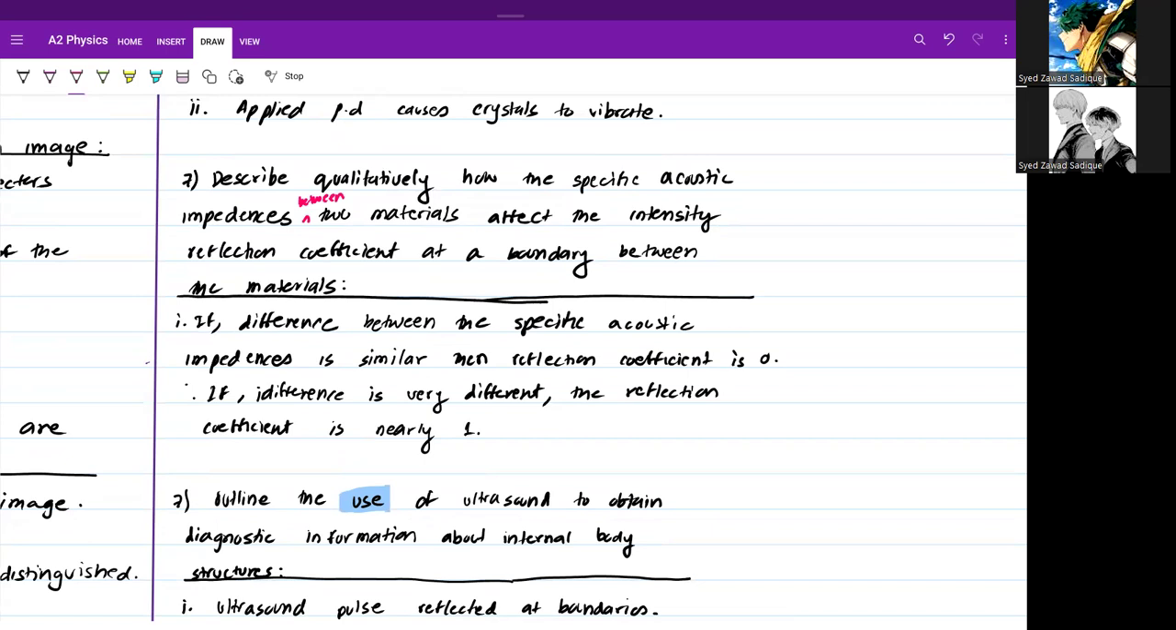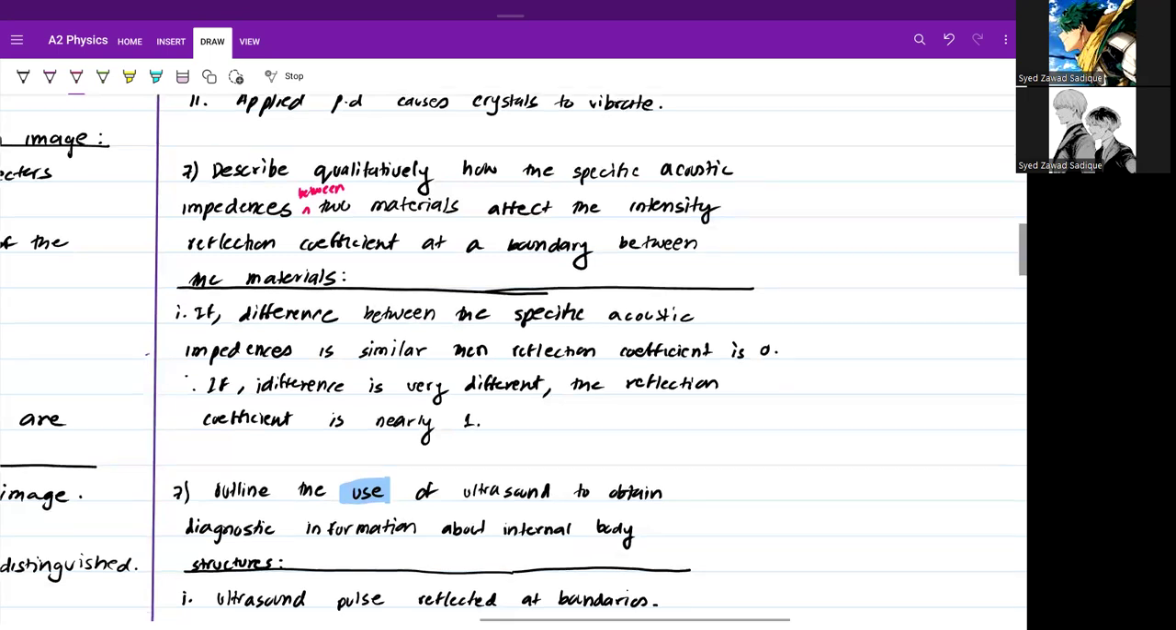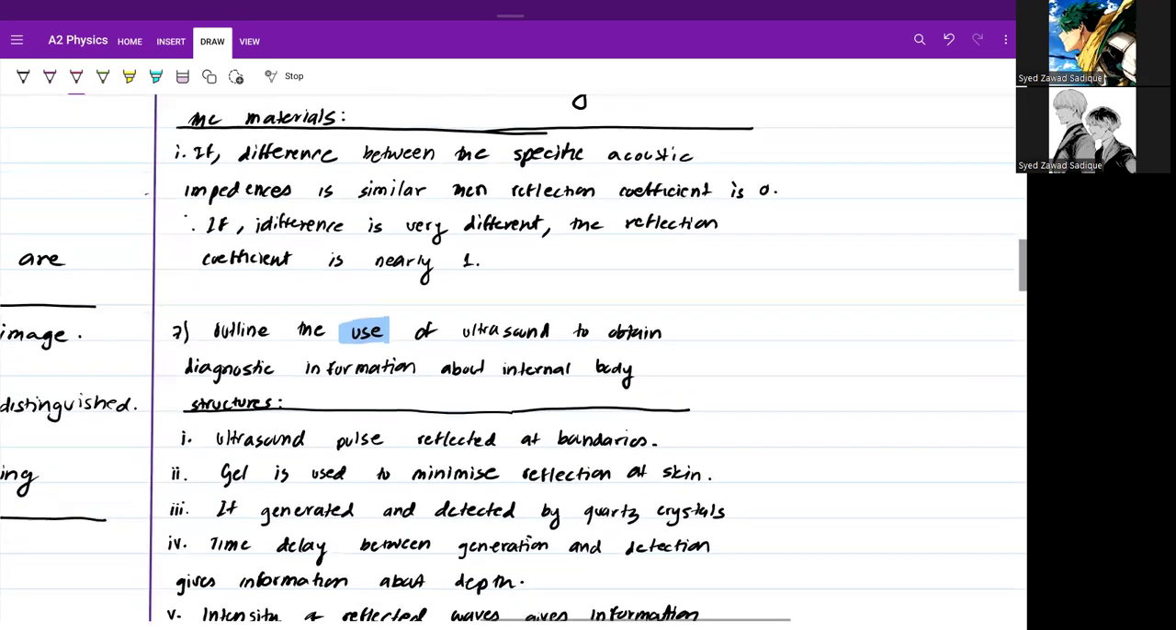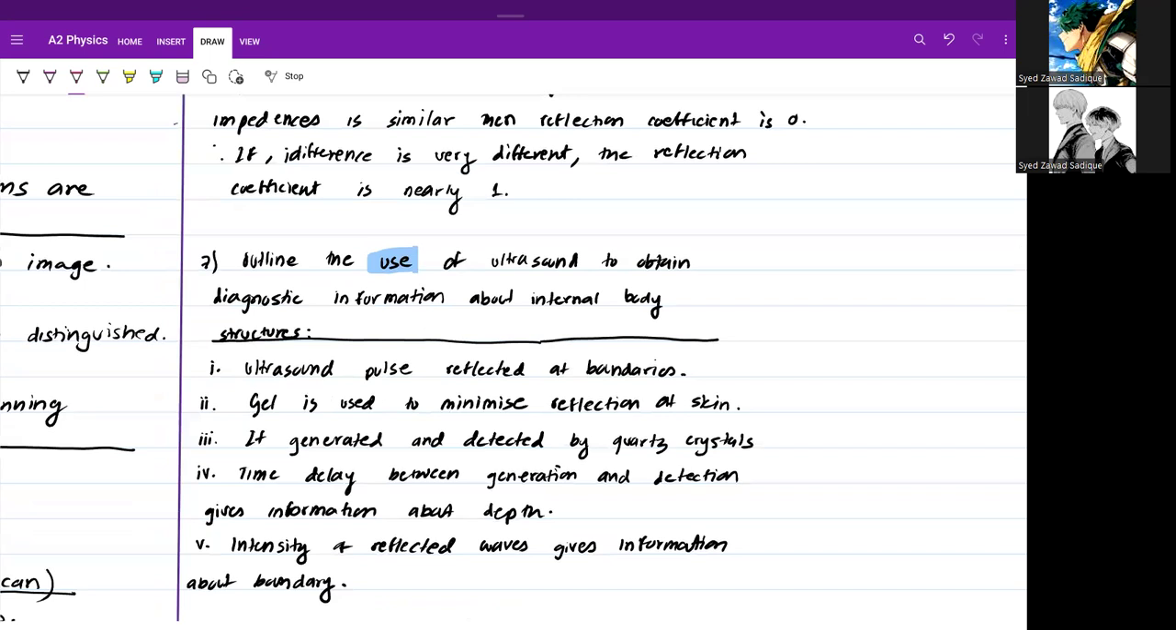So, guys, all right. Then number 7 is outline the use. This is a series of questions that CIE has asked in past papers, even from 2022 to 2024. So you should memorize this.